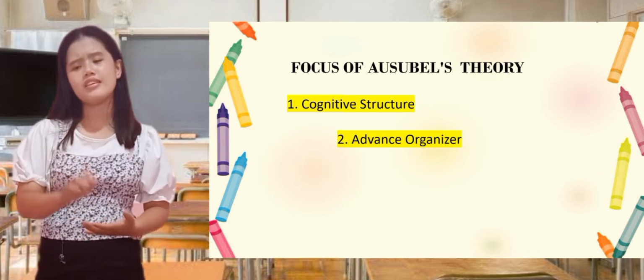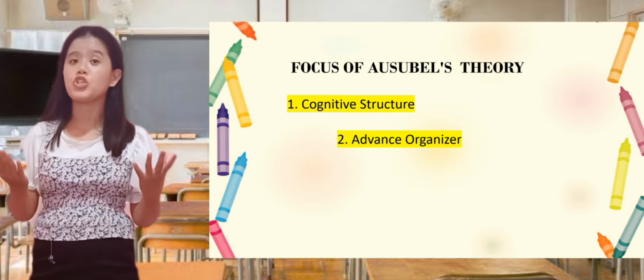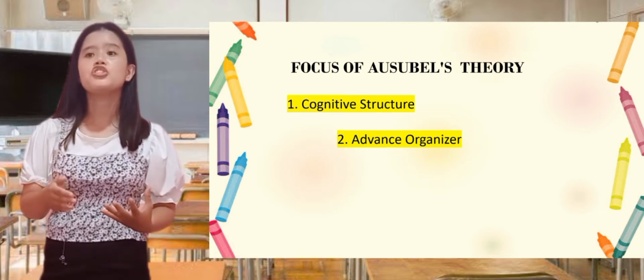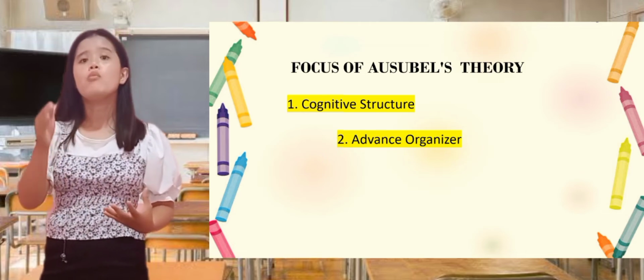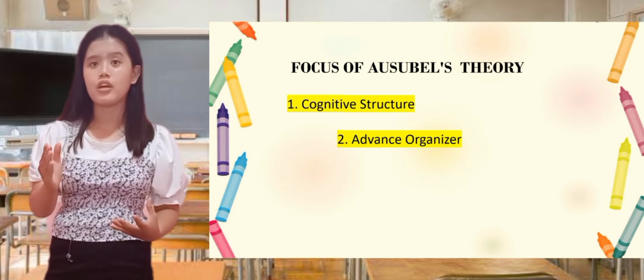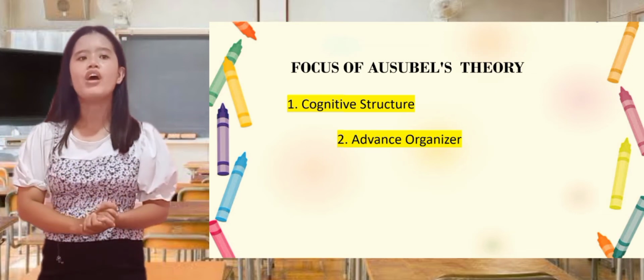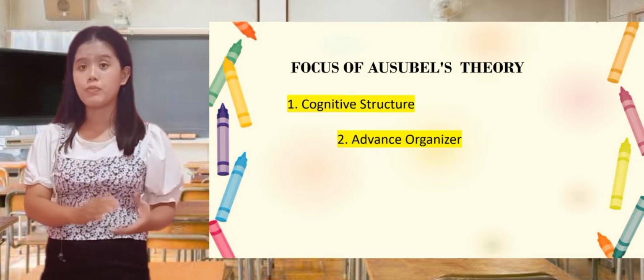The second one is the advanced organizer. Since the learner's cognitive structure is the most important factor influencing learning, this should be strengthened. That is why Ausubel proposed the second one, the advanced organizer, to allow students to already have a bird's eye view, or to see the big picture of the topic they will learn.